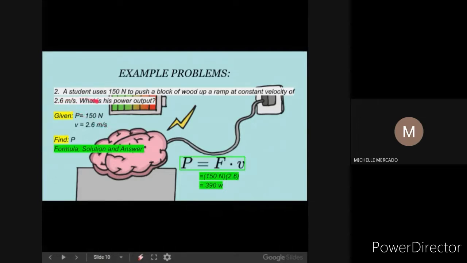A student uses 115 Newton to push a block of wood up a ramp at constant velocity of 2.6 meter per second. What is his power output? So madali po nating ma-identify kung ano ang given dito kasi it consists only of 2. So ang given po natin, the given force is 150 Newton, then the given velocity is 2.6 meter per second squared. So this one, it should be capital F.